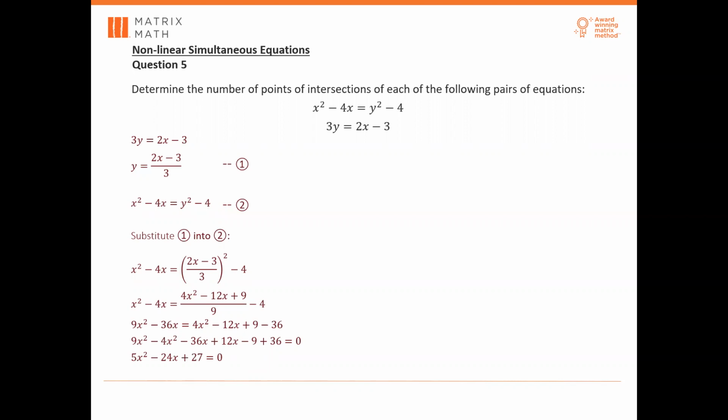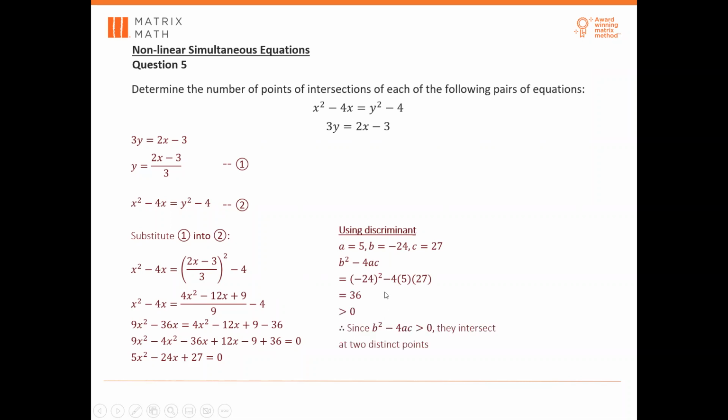Now the question here is not asking you to solve and get the two different coordinates. Okay, they're asking you to determine the number of points of intersection. How will you determine that? You simply use the discriminant, okay? So using discriminant, you extract the coefficients first and use b squared minus 4ac. Now in this question, we do not know whether there be 2 points, 1 point, or no point at all, okay? So we're going to find out what b squared minus 4ac equals to. Key in all the coefficients, you get 36. 36 is a positive number. So you can conclude, since b squared minus 4ac is more than 0, they intersect at 2 distinct points.